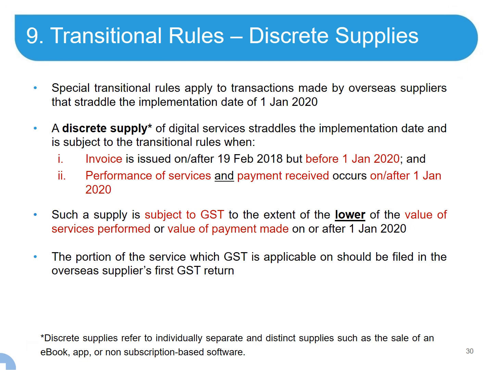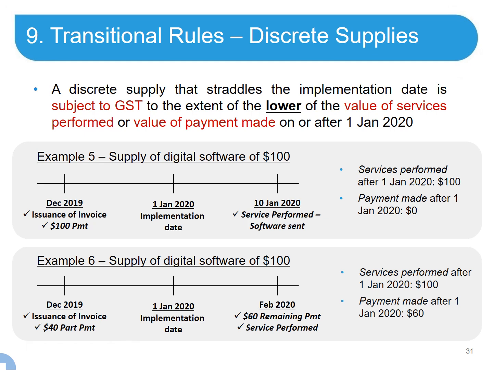For discrete supplies of services that are subject to the transitional rules, GST is chargeable to the extent of the lower of the value of services performed or value of payment made on or after 1st January 2020. The portion of the service which GST is applicable on should be filed in the overseas supplier's first GST return. To illustrate the transitional rules for a discrete supply of services, we will look at examples 5 and 6. Both examples involve the supply of digital software of $100 made by an overseas supplier that is registered under the OVR regime with effect from 1st January 2020.